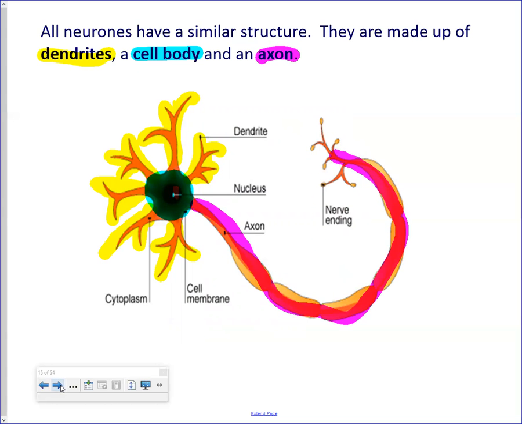So we're going to have a look just initially at the structure of a nerve cell or a neuron. There are 3 main types that you need to know about, and they have a similar structure. They're made up of dendrites, a cell body, and an axon. These bits here, highlighted in yellow, are the dendrites for this particular neuron. The cell body is this bit here, and the axon is this bit that's coloured in purple. So we're just going to have a look at these 3 parts of the neuron and find out what they do.